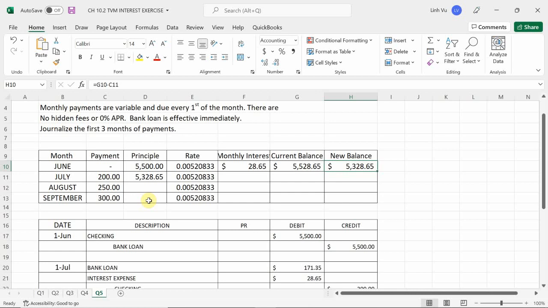What is going to be the interest for July? If my principal is $5,328.65, what is going to be my interest for the month of July? So we need just to minus the 250 from the 532.8, correct? Say that again? We need to minus the 250 from the 5,328. No, no. We're on the month of July. We need to figure out how much interest there is.